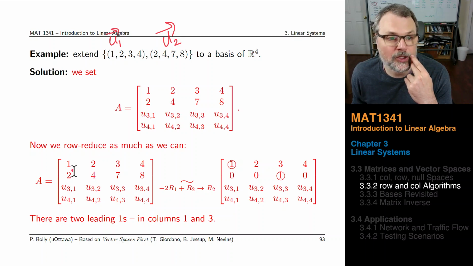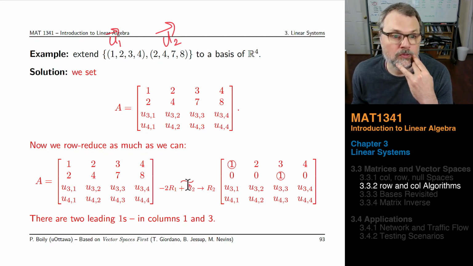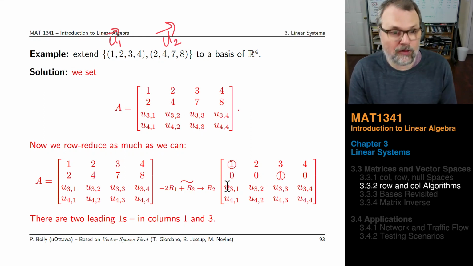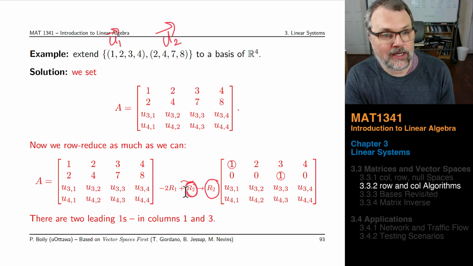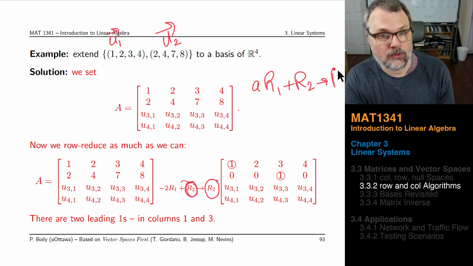How do I do this? I want to create a 0 in the second row, so I'm going to do something times R1 plus row 2 into row 2. Remember, if we're going to be placing this into row 2, it has to appear alone here. And what is it that I need? Well, I have basically a times row 1 plus row 2 into row 2, a times 1 plus 2 should give me 0. Choice a is equal to minus 2. So there's your minus 2.